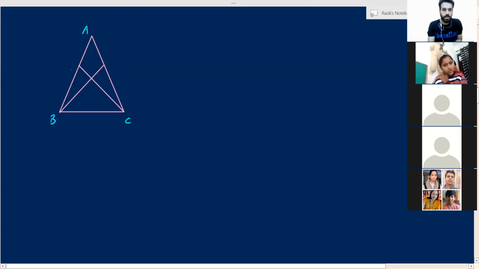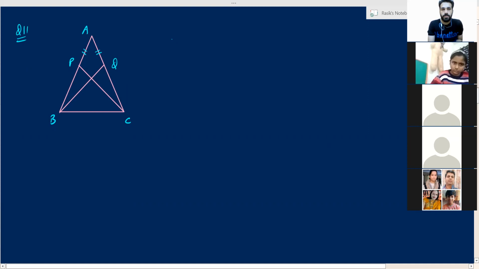A, B, C, P, Q. In the question, it is given that ABC is an isosceles triangle where AB is equal to AC. Length of AB is equal to length of AC, and AP is equal to AQ. This is also given in the question. So we have to prove BQ equal to CP. So very similar to question number 10.